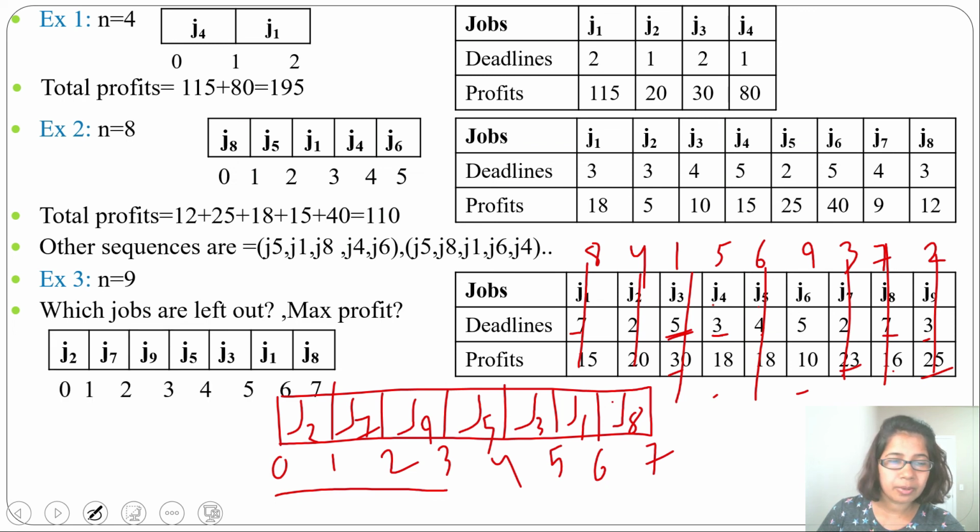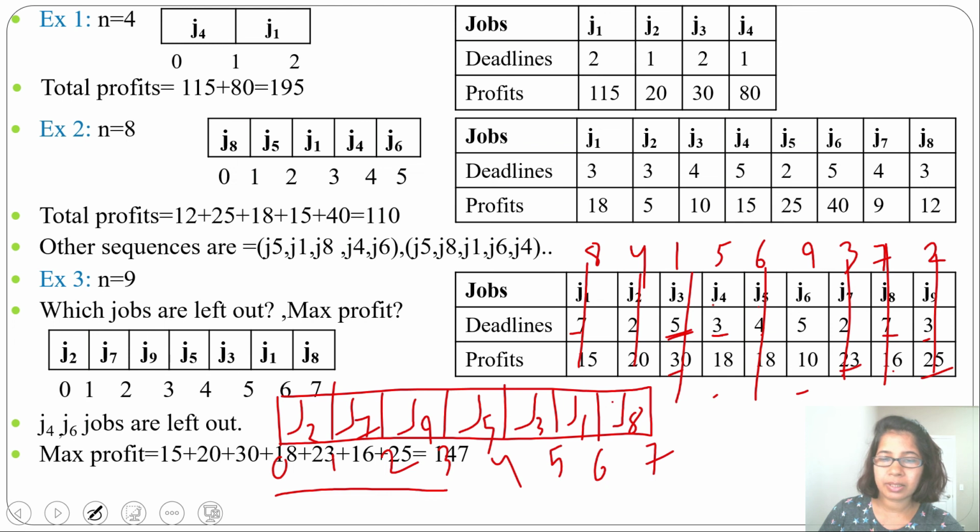Now what is the total profit? I need to add all the profits. So 15 plus 20 plus 30 plus 18 plus 23 plus 16 plus 25 is 147.